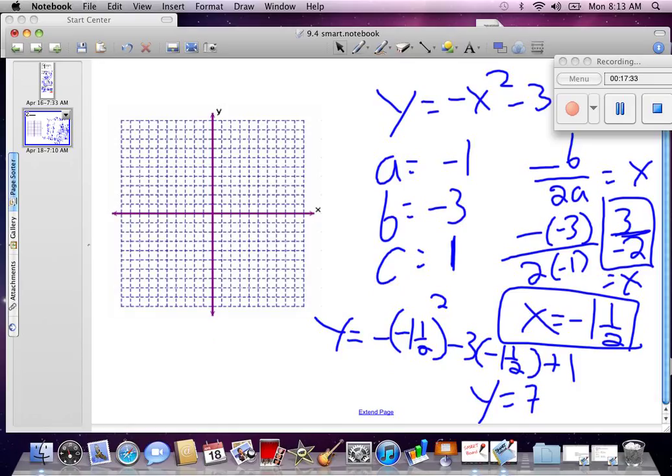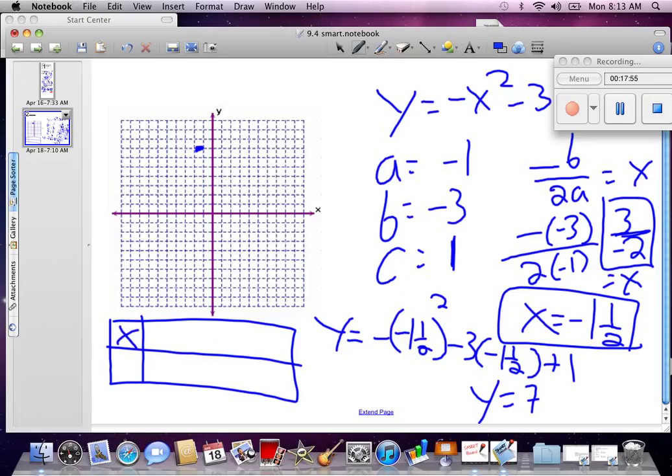Okay. So I'm going to plot this point first just so I know where it is. I'm at negative 1 and a half, 7. So I go over 1 and a half, and then I go up 7: 1, 2, 3, 4, 5, 6, 7. So when I do this, I'm going to get points on either side. I know I'm at negative 1 and a half, so let's do negative 1, 0, and 1. Those seem like easy numbers to plug in.